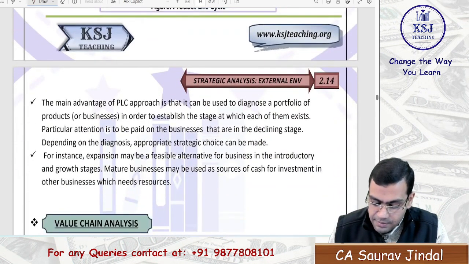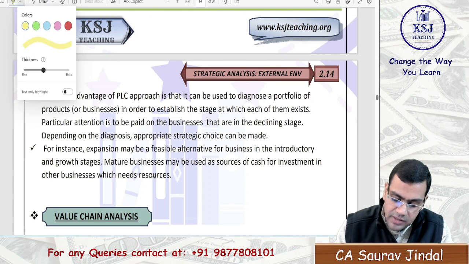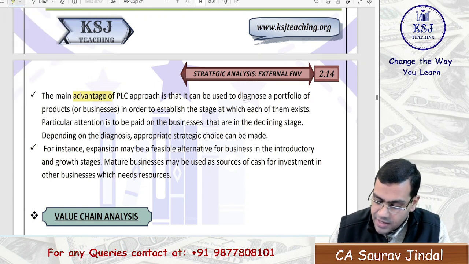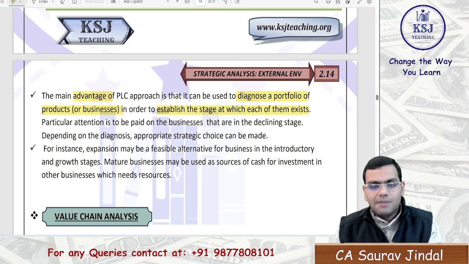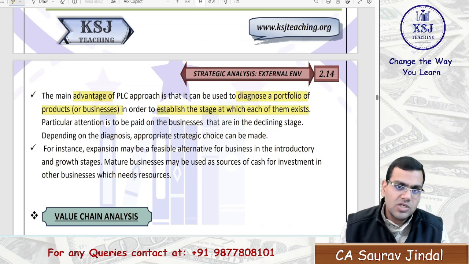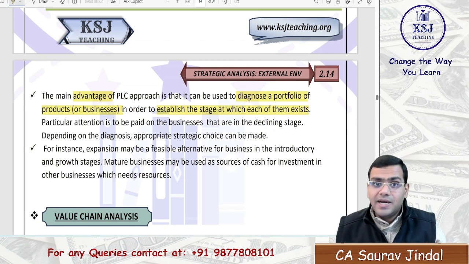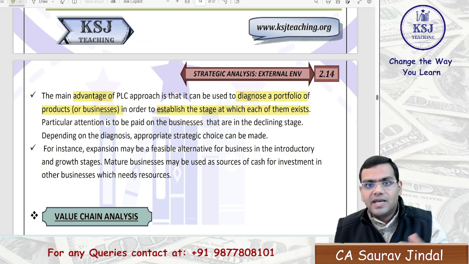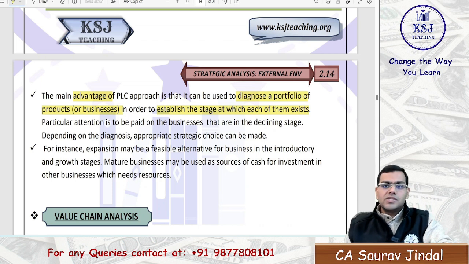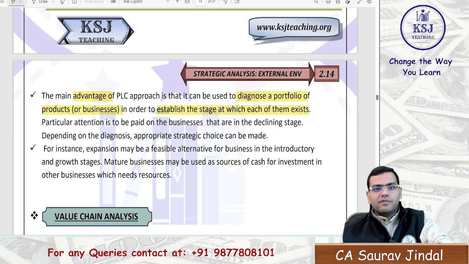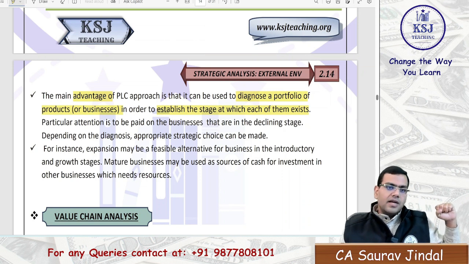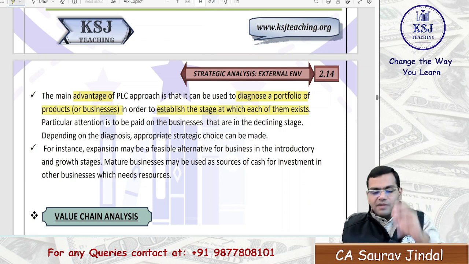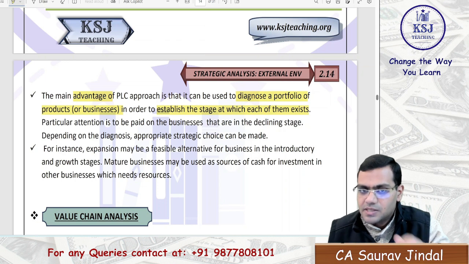Clear? The main advantage of the PLC approach is what? The main advantage of the PLC is that it can be used to diagnose a portfolio of the products or business in order to establish the stage at which each of them exist, right? So the PLC approach tells us that whatever the products we are manufacturing or whatever the business we are in, we are operating at which stage. Accordingly, we can take our decisions. Accordingly, we can prepare the various strategies, and accordingly, we can decide whether some of the products we need to retrench from the market, right? Or whether we need to introduce new products in the market now. We need to come up with certain innovation. So PLC helps in that, right?